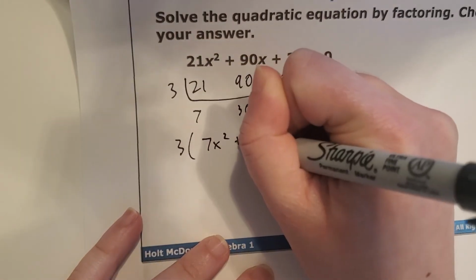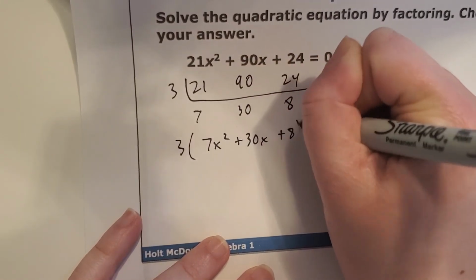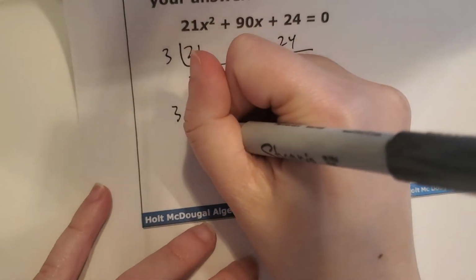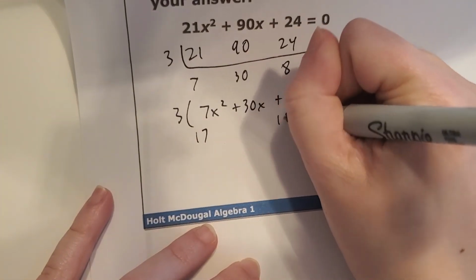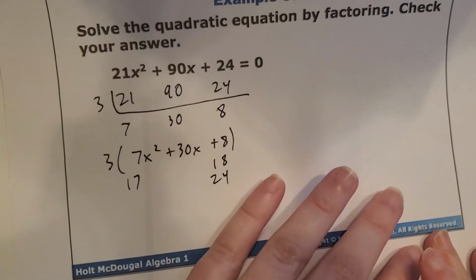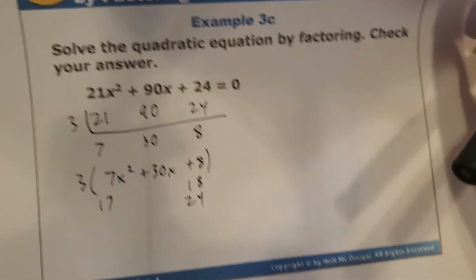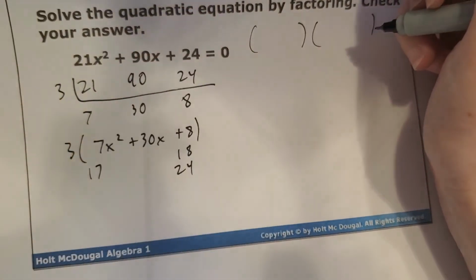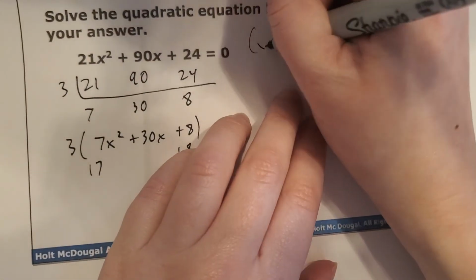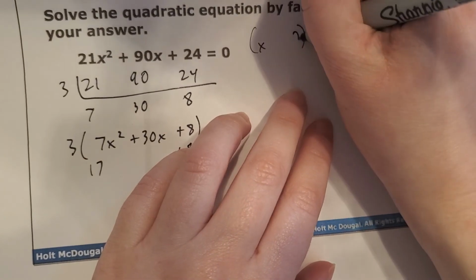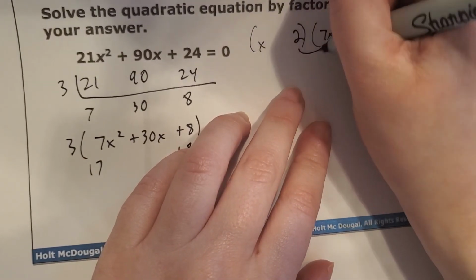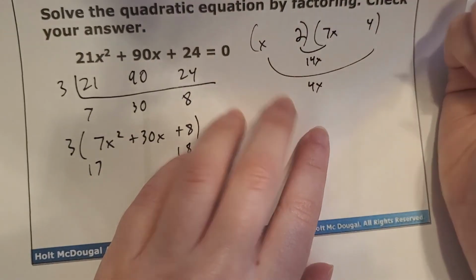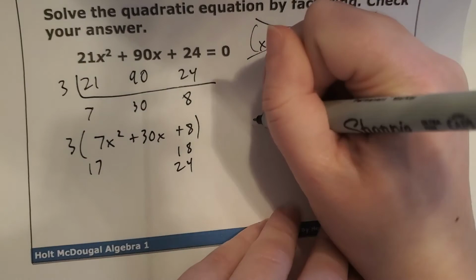7x squared plus 30x plus 8. So factors of 7 and 8 are going to be exactly the same as what we did before. 1 and 7, 1 and 8, 2 and 4. But we want to get 30 this time. Okay? So we'll go in the same order because I don't remember what the pairs were. We have x and 7x, 2 and 4. This is 14x. This is 4x. That's not going to get 30.